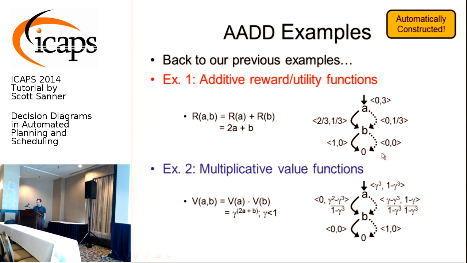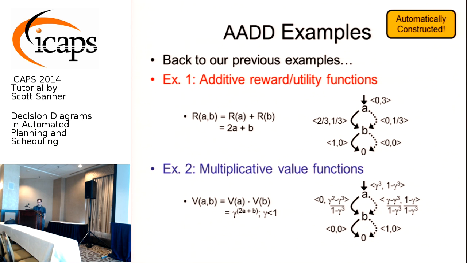If I add two functions like this, it takes me linear time to produce the result, even though the result as an ADD is exponential. If I multiply two functions like this, I can compute the result in linear time. Okay? Whereas, again, it's exponential for the ADD.